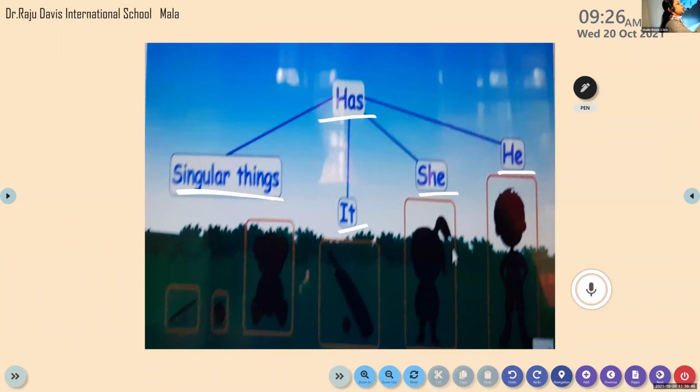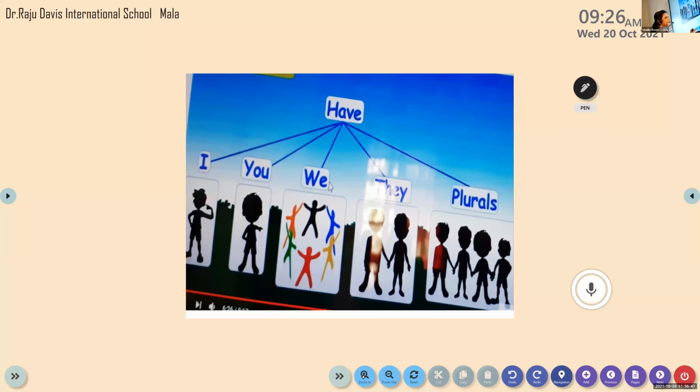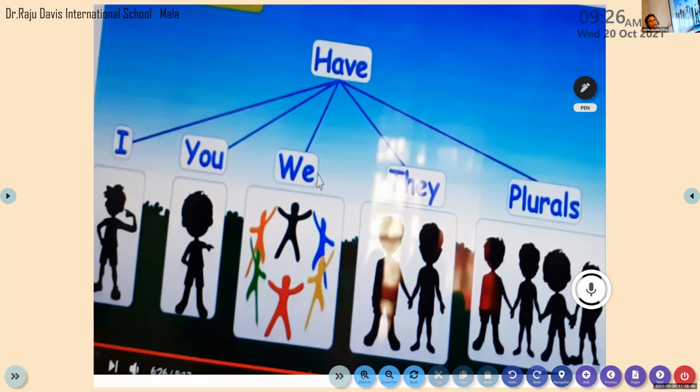Now let's move on to the usage of have. Have is used with plurals. Plural means what, my dear children? Come on, tell me. Plural means what? What do you mean by plurals?